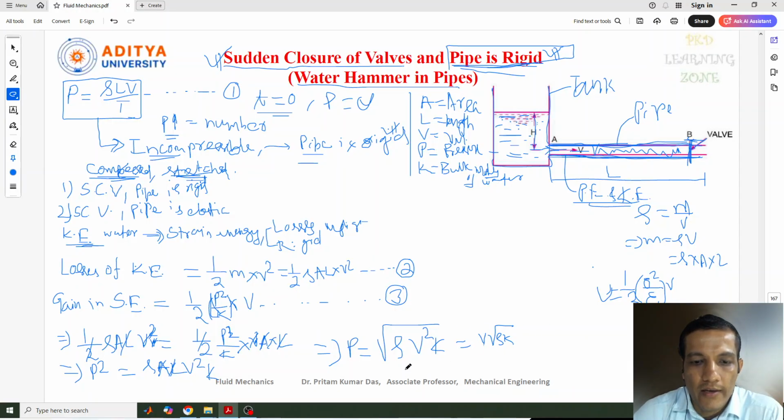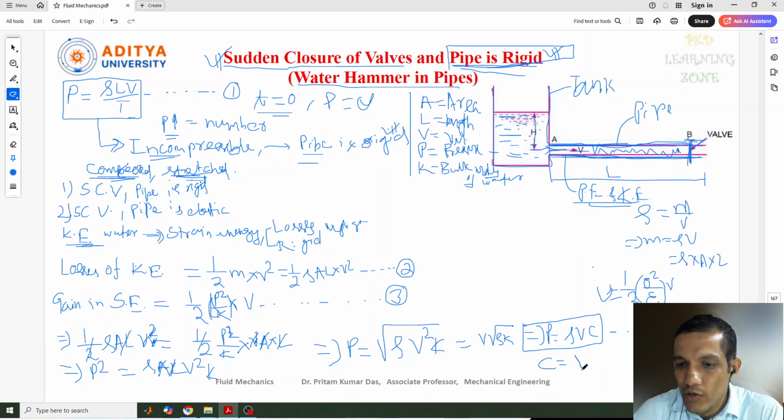Now I'll convert this term in a simpler way. P equal to, let me write the final equation, rho V C. This is the final equation number 4. Now you may be confused about how this equation came. Here only V was there, so how did rho C come? The C term is nothing but root over of K by rho. Here we had V into root over of K rho.